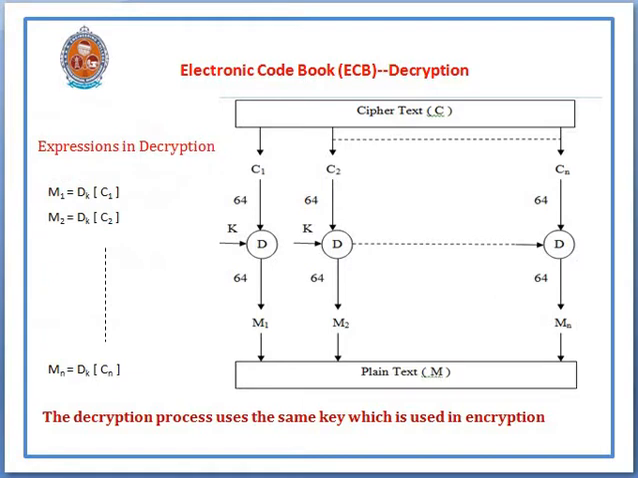Now these are the expressions for decryption. M1 equals DK of C1, M2 equals DK of C2 and so on, Mn equals DK of Cn. Finally we have to combine all these M1, M2, Mn blocks to get the plaintext message M for the ciphertext C.